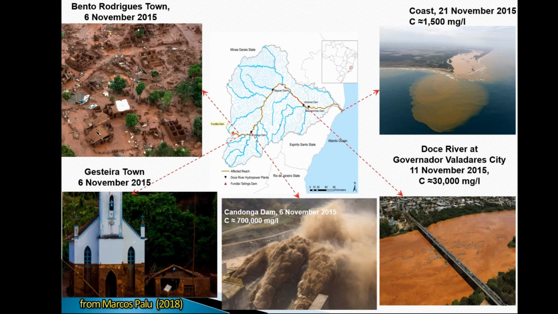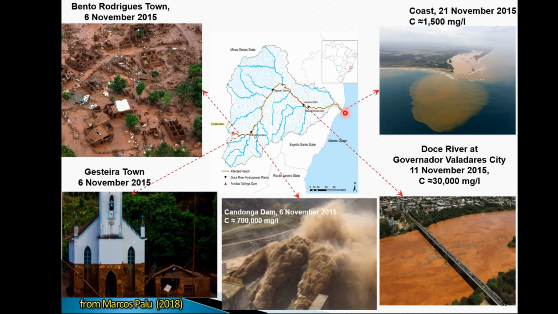Here, that's a different site in the same country called Fundão Dam. That's the one on which we worked. I had Marcos Palu from Brazil working with me on a PhD 5 to 8 years ago. He could speak Portuguese and read all those reports in Brazil, so he could collect a lot of data. The Fundão Dam was located here. We had data over 500 kilometers of this river.